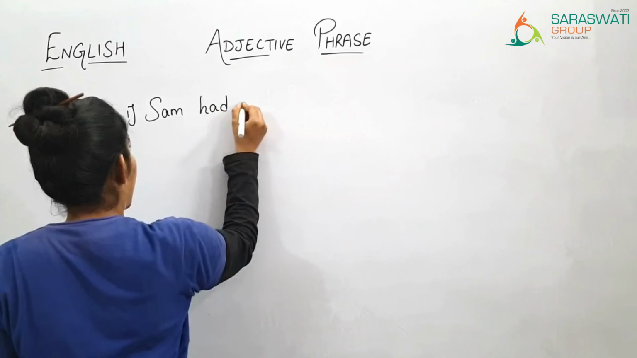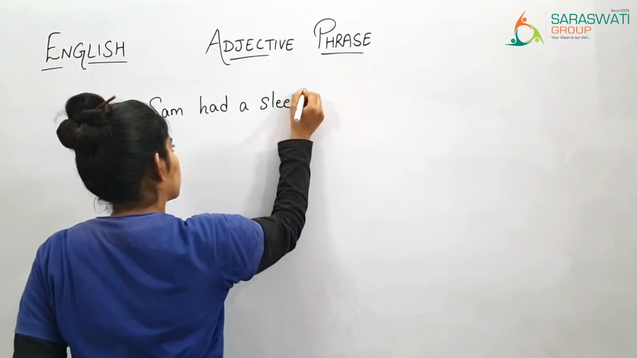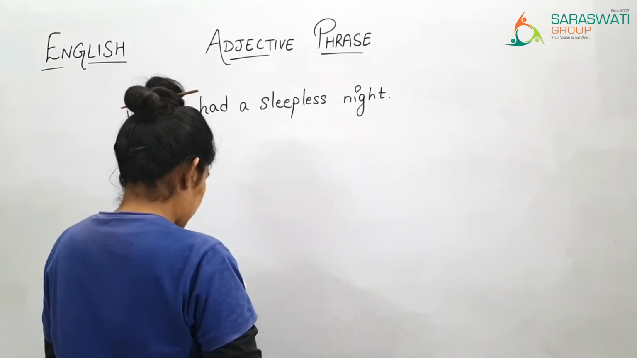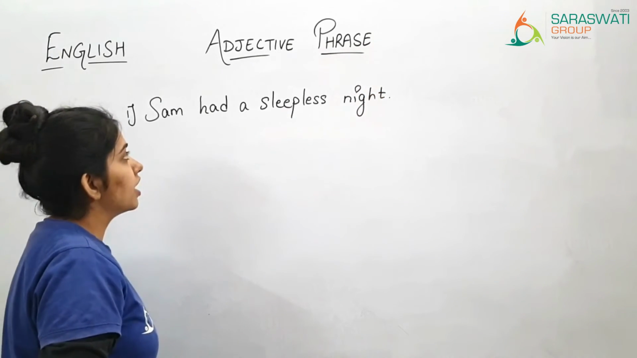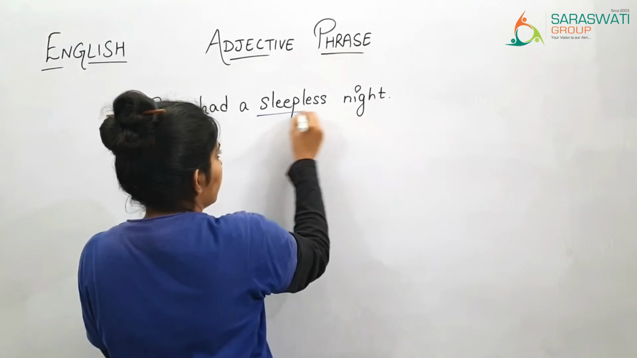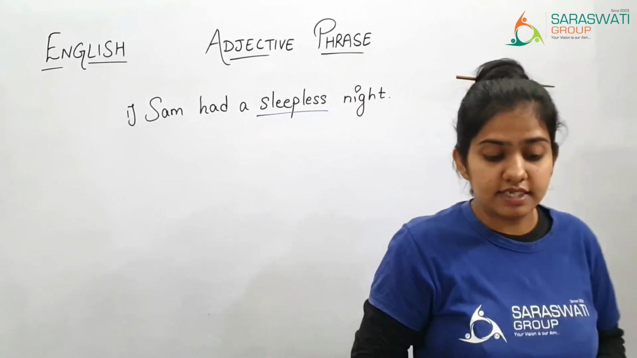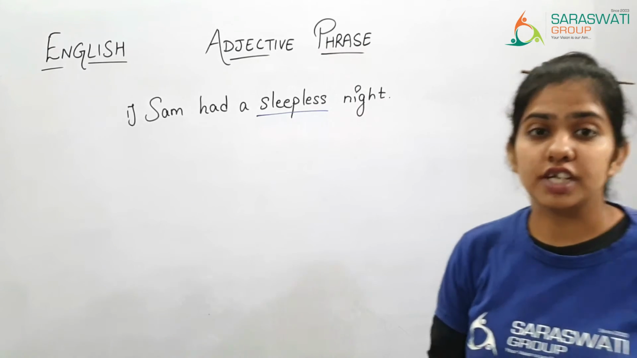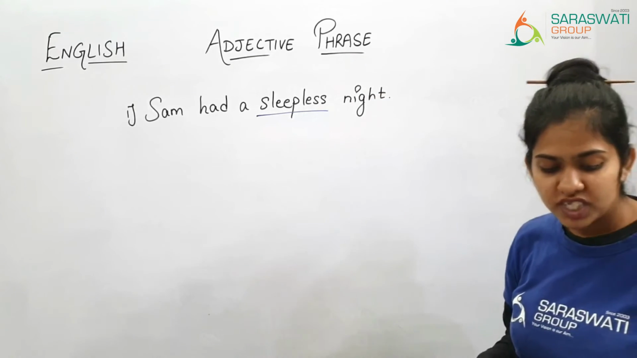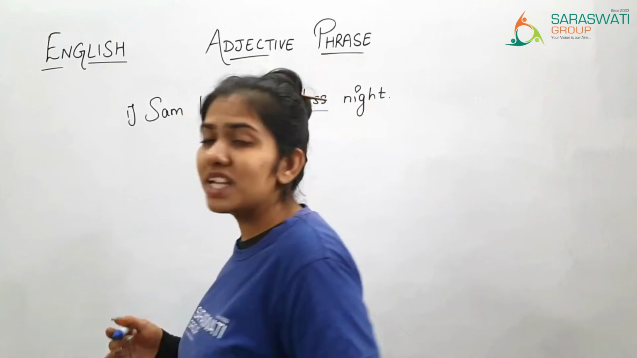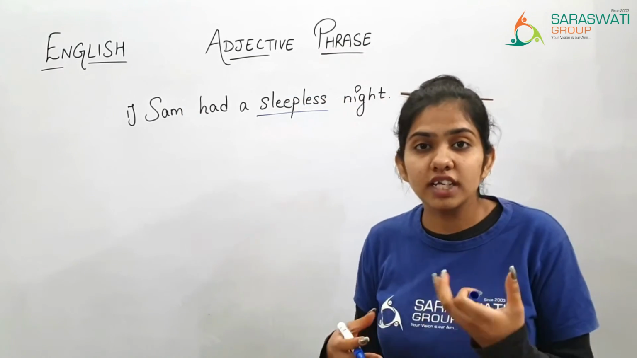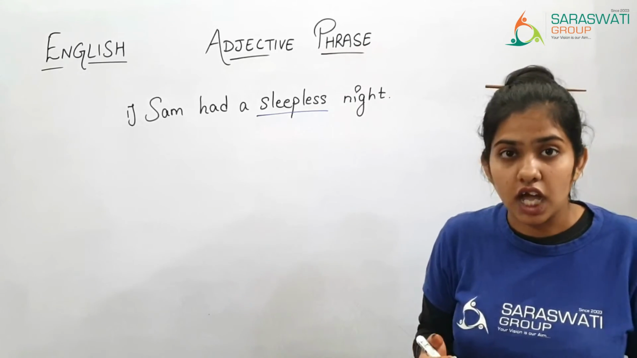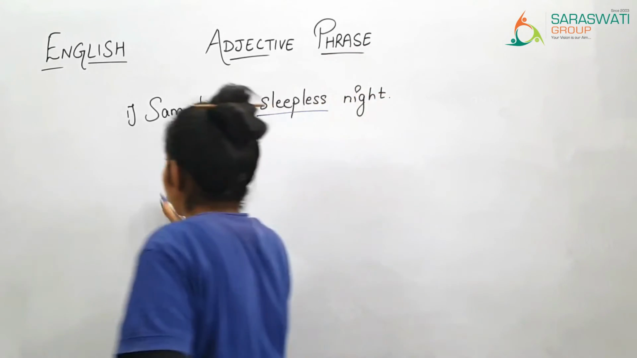Sam had a sleepless night. यहाँ पे adjective क्या है हमारा? Sleepless. What is the adjective over here? Sleepless. Sleepless is an adjective. Now we are supposed to replace this sleepless with an adjective phrase. So Sam had a night. Sleepless night means कि सोया नहीं है वो, राइट? रात को नींद नहीं आई, तो हम ऐसे लिख सकते हैं Sam had a night without sleep.